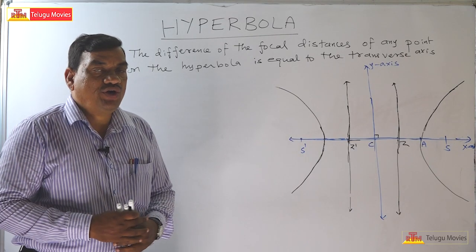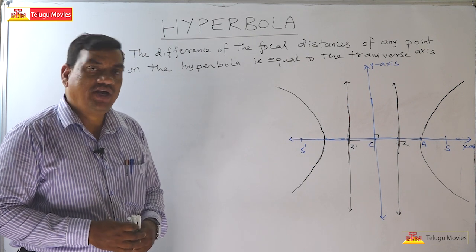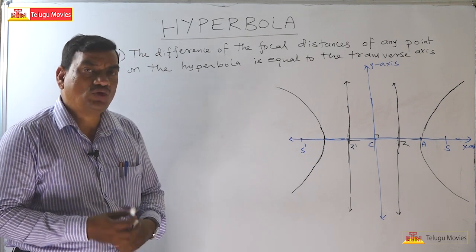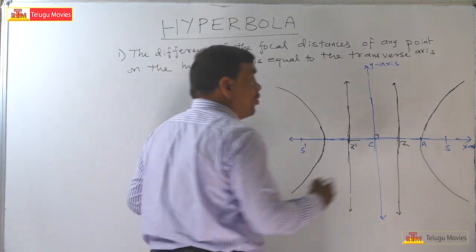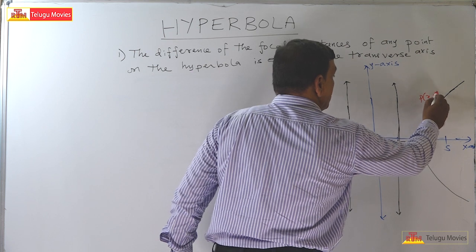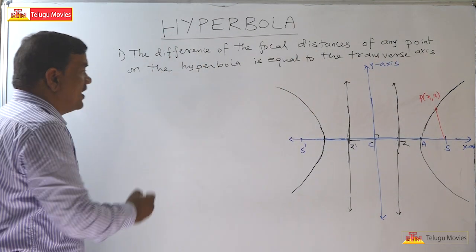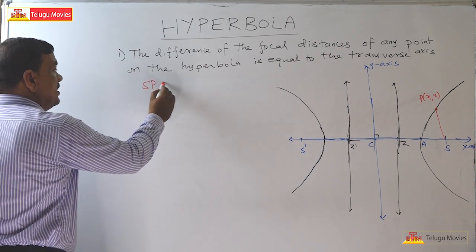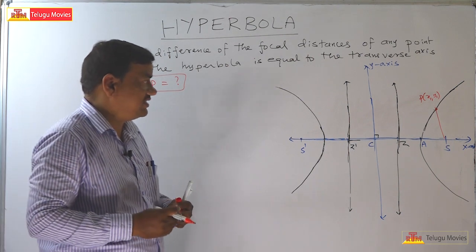Dear students, I am going to find out the focal distance of a point. Let us see that concept. What is the focal distance? It is the distance from a point, let P(x1, y1) be a point, to the focus. That means we are going to find out the distance between S and P. How much is the distance between S and P?